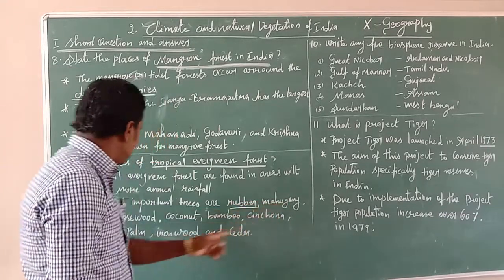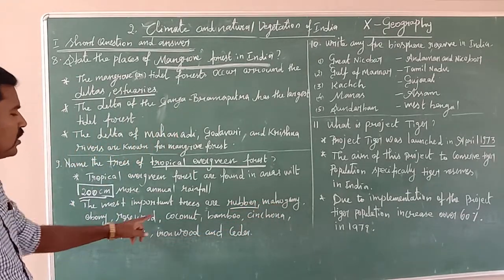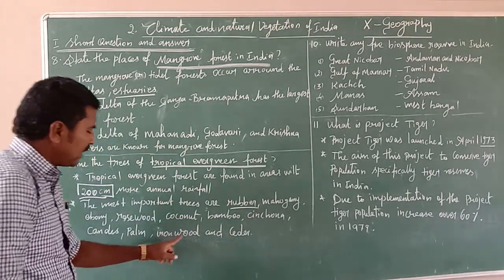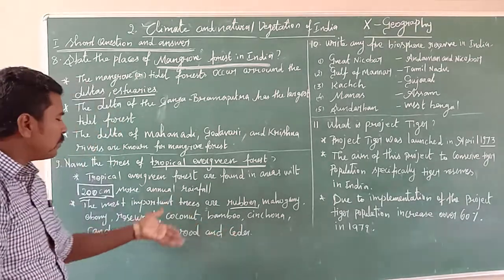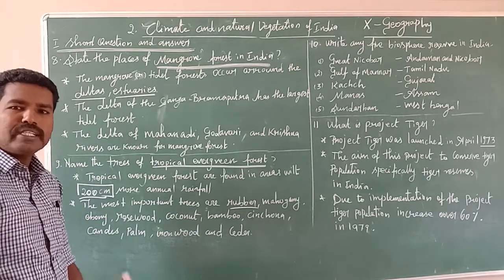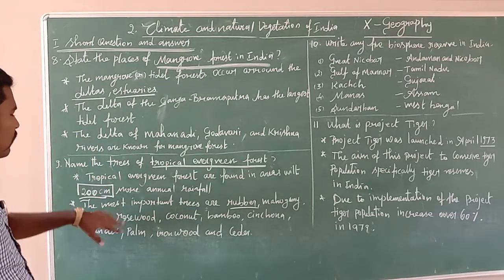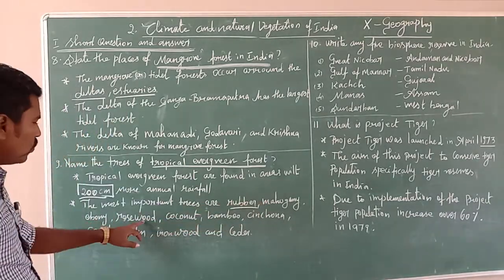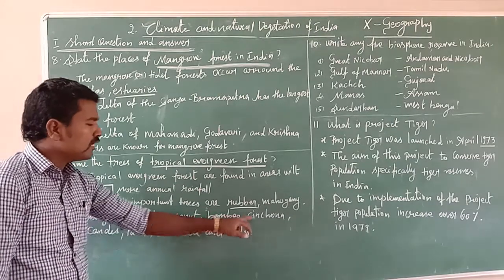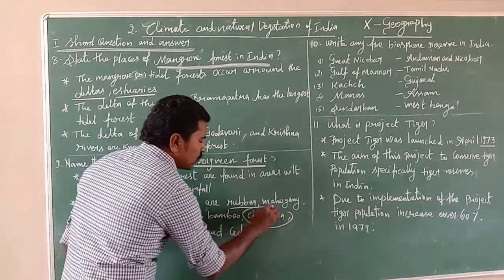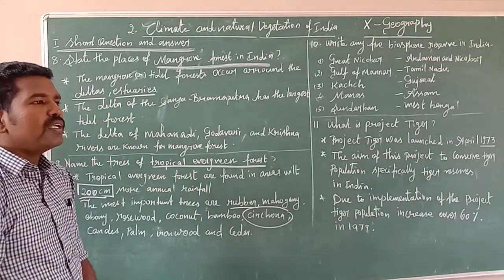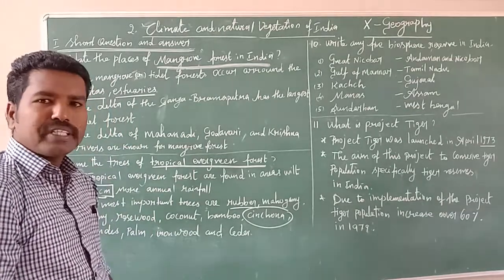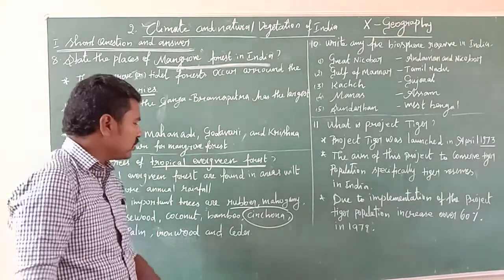And mahogany, ebony, rosewood, coconut, bamboo, cinchona, candy, balm, ironwood, and cedar. These are all the important trees that grow in the evergreen forest area. Cinchona is a very important tree because it is majorly used for making medicine for stomach problems, and many other problems can be treated with this medicine.